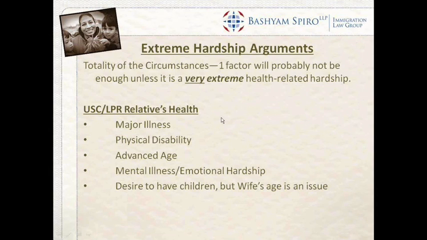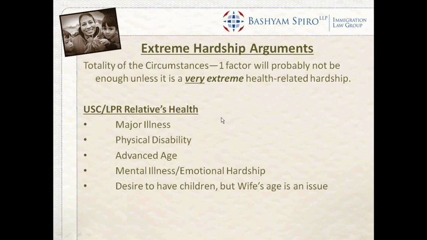So the first thing I ask of the U.S. citizen, the permanent resident, is do you have any illnesses? Do you have any physical disabilities? If someone is maybe 75, 80 years old, that might be something that we can use as well. Mental illness, emotional hardships, these are things that we always talk about.